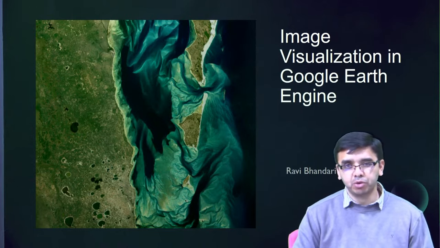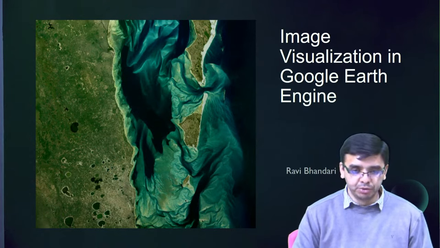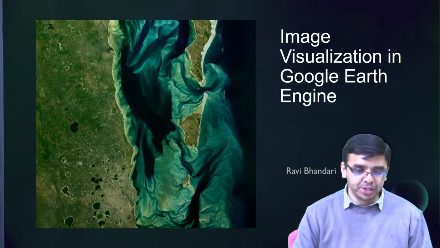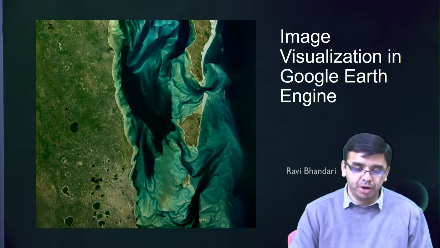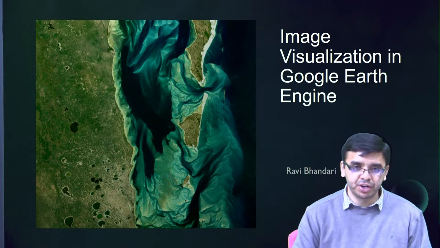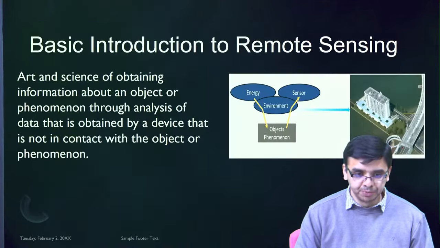Then in the later part of the course, we will see how to view spectral reflectance curves of some specific features using Google Earth Engine. Today's lecture has two parts. In the first part, I will briefly cover the basics of remote sensing that we'll use for image visualization, and in the second part, we will see a live demonstration of how to do all this using Google Earth Engine.